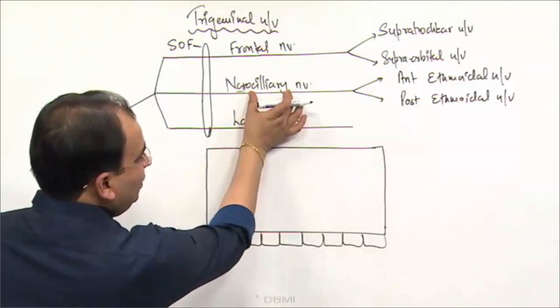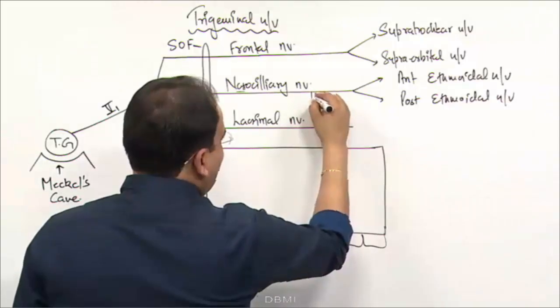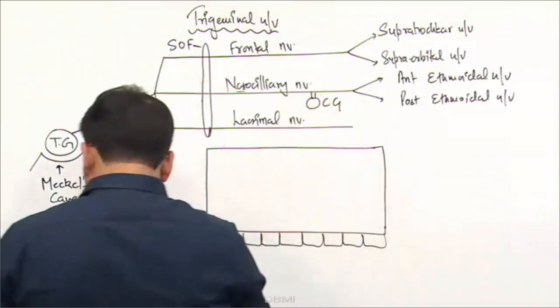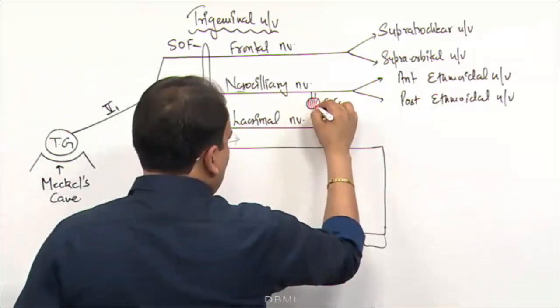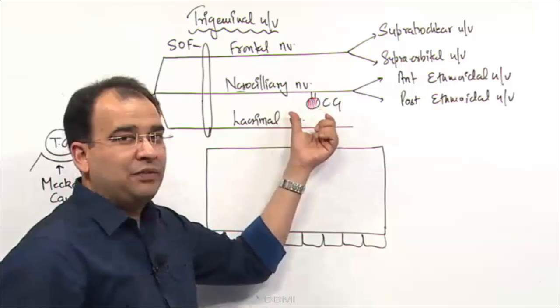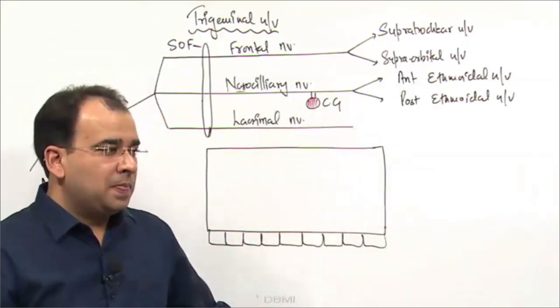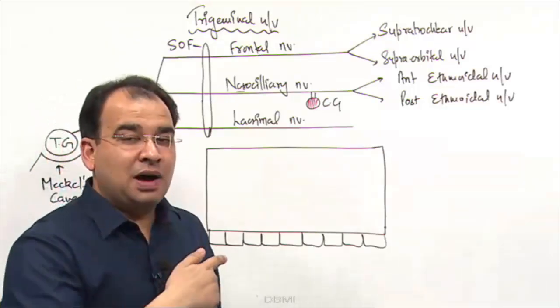The second part of this is ciliary. Nasociliary, because it is topographically related to ciliary ganglion. This is the first topographic connection we are talking about, guys. Please note that ciliary ganglion is topographically related to nasociliary nerve, which fetches me the answer to that question mark we left over there.